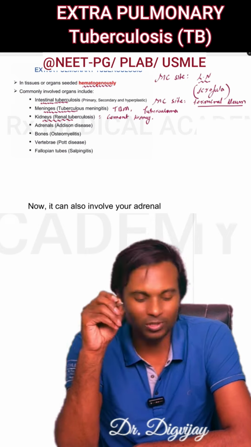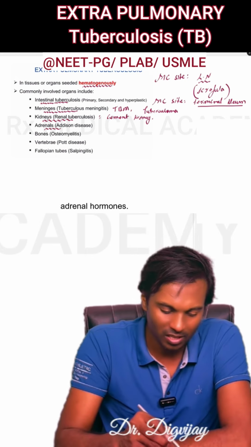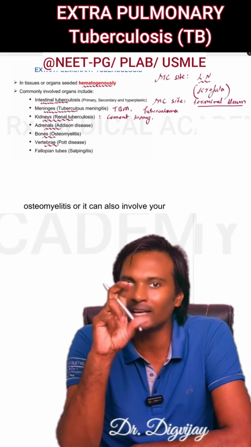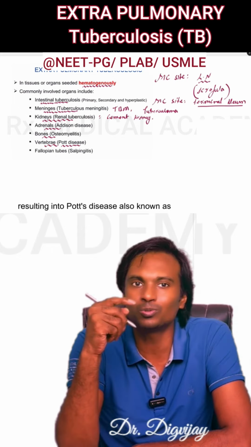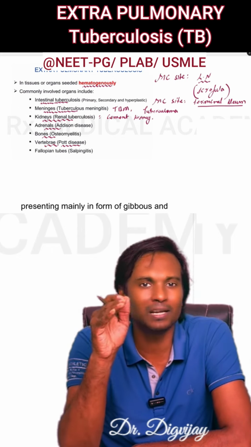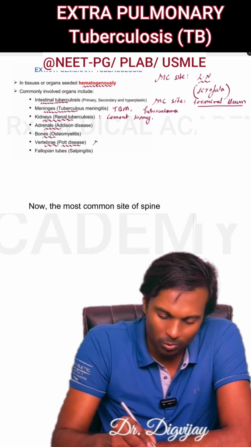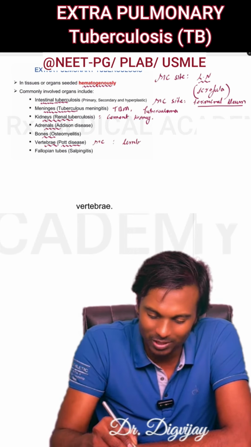Now, it can also involve your adrenal glands, resulting into hyposecretion of adrenal hormones. Bone involvement can either be in form of osteomyelitis, or it can also involve your vertebrae, resulting into Pott's disease, also known as Pott's spine, presenting mainly in form of gibbus and weakness in bilateral lower limbs. Now, the most common site of spine involvement happens to be your lumbar vertebrae.